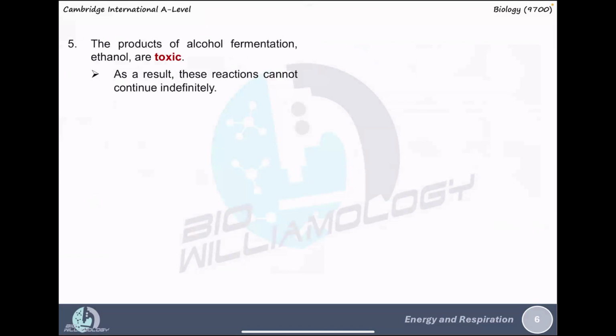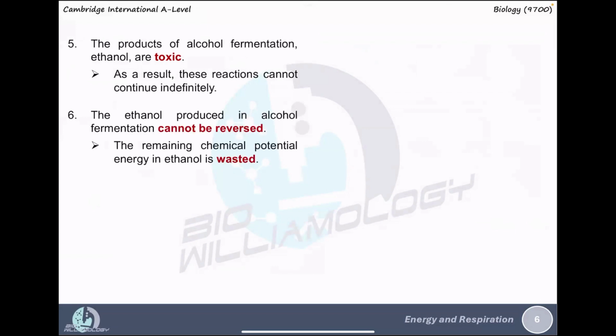However, the production of alcohol, or ethanol in this case, is toxic. As a result, this reaction cannot continue indefinitely. The ethanol produced in alcoholic fermentation cannot be reversed, so unfortunately, the remaining chemical potential energy in ethanol is wasted. Unlike humans and some animals, which are able to metabolize ethanol, yeast cells can't. An ethanol concentration of about 8 to 10% is high enough to kill the yeast cells. So whatever chemical potential energy is in ethanol is wasted.